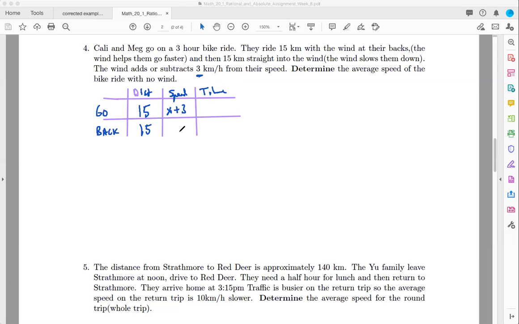Now what about on the way back? The wind is going against them. So they would normally have a normal speed like x, but when the wind is going against them, it actually slows them down by that same 3 km/h.